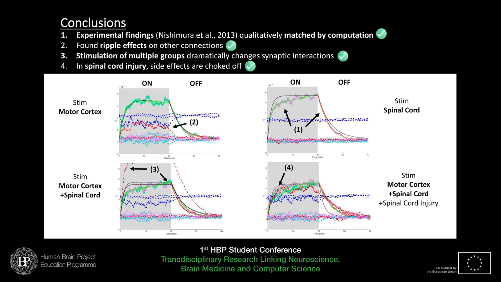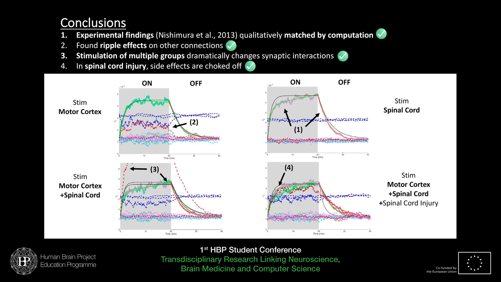So what did we find? We have four conclusions. The first one is that, boom, we matched qualitatively what happened. If you're recording from the motor cortex and stimulating one side of the spinal cord, that connection is growing exponentially and then decaying off when you switch off the machine. That happens as well if you're recording from the motor cortex and stimulating another place in the motor cortex. But you get some other effects. You can see that there are some squiggly lines here that are changing. So we found ripple effects on other connections. We quantify them and we can look at them.